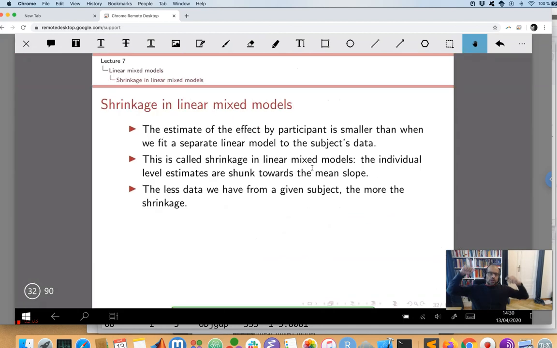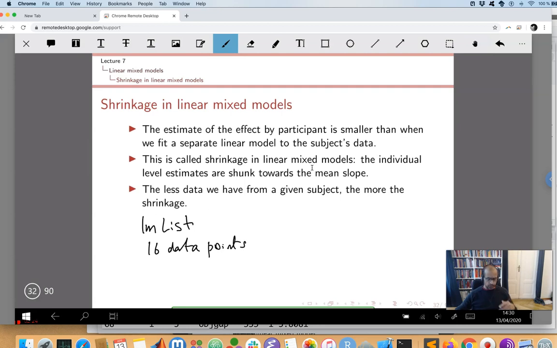So when we fit a separate linear model for each subject using the lmList function, for each subject I have only 16 data points, 8 for one condition and 8 for the other condition, right? So that will give me very sparse data for estimating the relative clause effect for that subject.